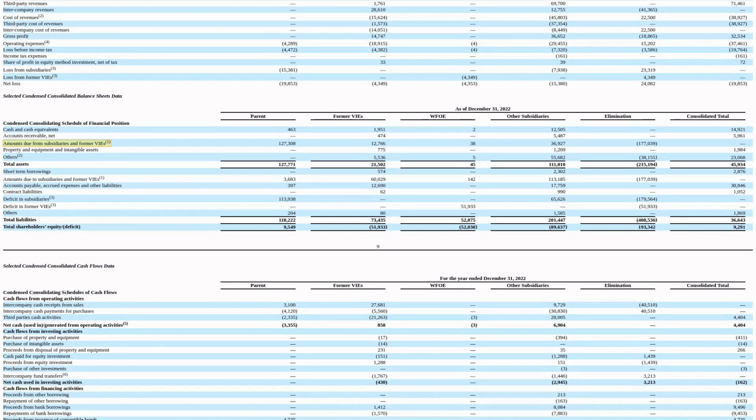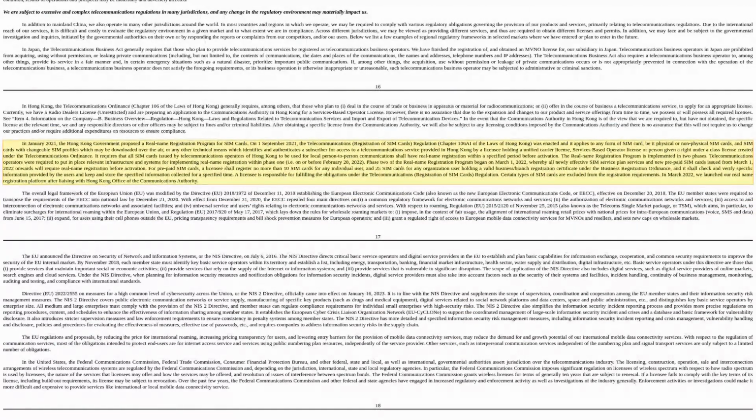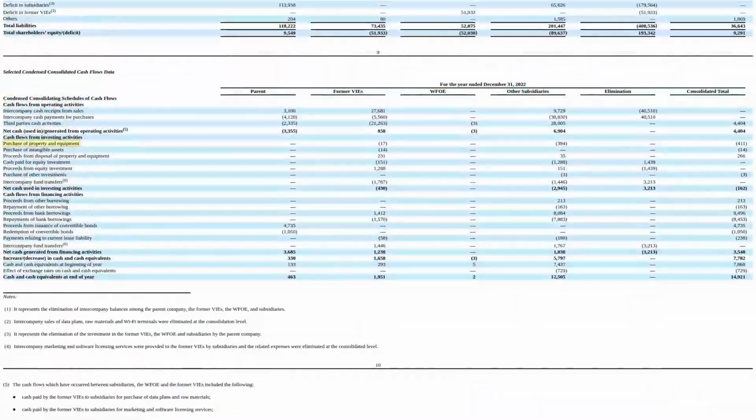We can also see that they are affected by complex telecommunications laws. For example, the Hong Kong government imposed a real name registration program for SIM cards, which is enforced in 2 phases. Complying with this many local and international laws may result in more costs of compliance, and we will keep that in mind. They are not spending much on purchasing property and equipment, with negative $411,000 USD used in 2022 and negative $162,000 USD used in 2023, and only spending a bit more than that in the last year, 2024.